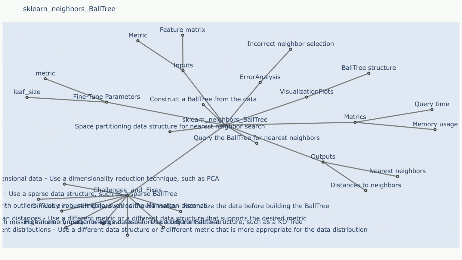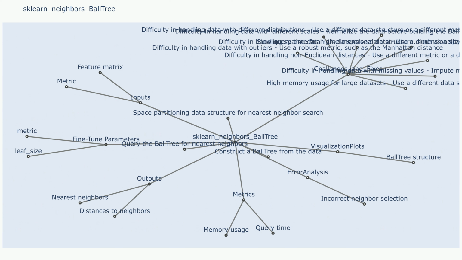Fixes to challenge 2: memory-efficient data structures, such as compressed or sparse representations of the ball tree, can reduce memory usage. Out-of-core algorithms: algorithms that operate on data that is stored on disk rather than in memory can be used to handle large datasets.